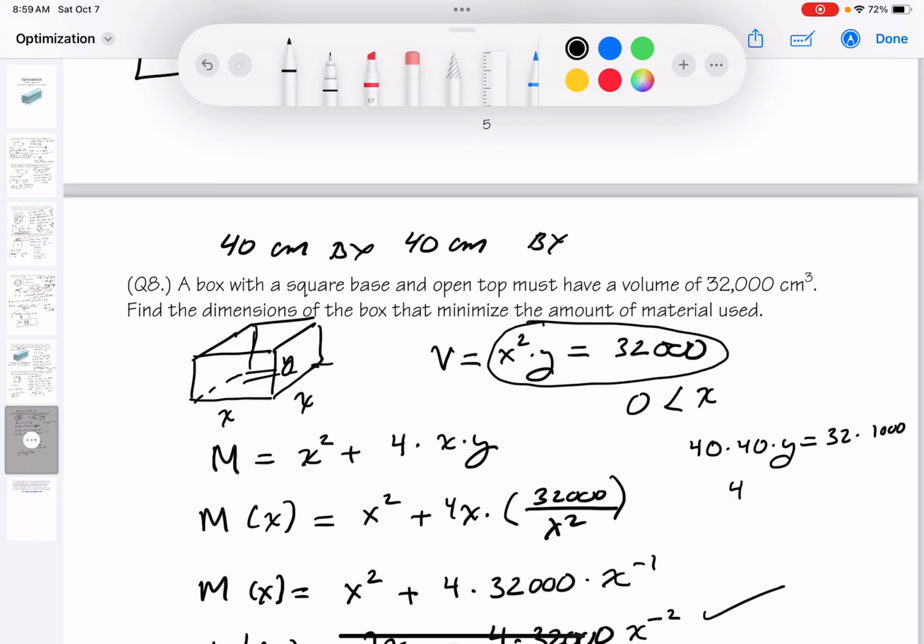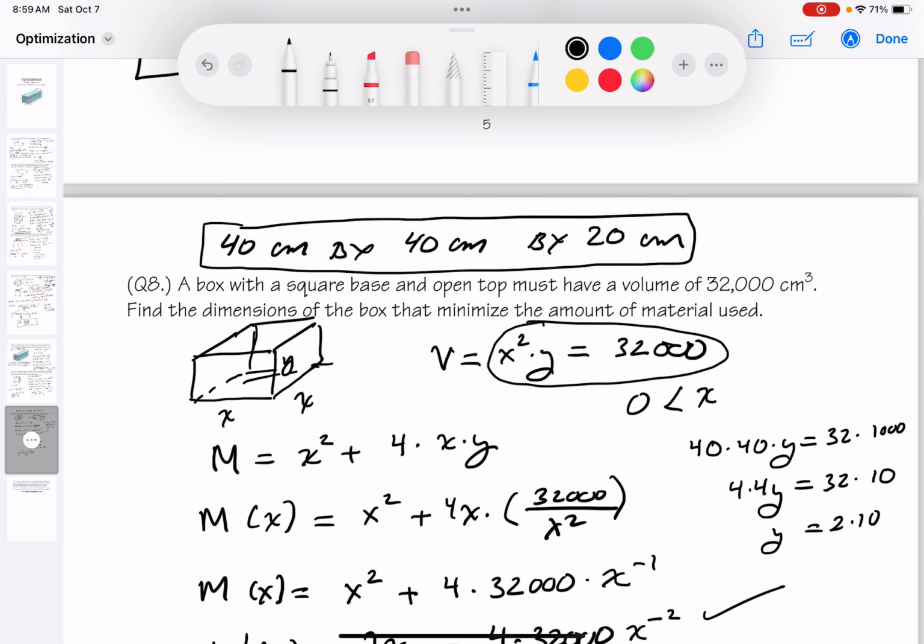I'm going to divide both sides by 100. You get 4 times 4 times y equals 32 times 10. Now I'll divide both sides by 16, and what do you get? 2 times 10. What's 2 times 10? 20. That's my answer. The numbers seem to work out pretty nicely, by the way. So again, the dimensions are 40 by 40 by 20, in centimeters.